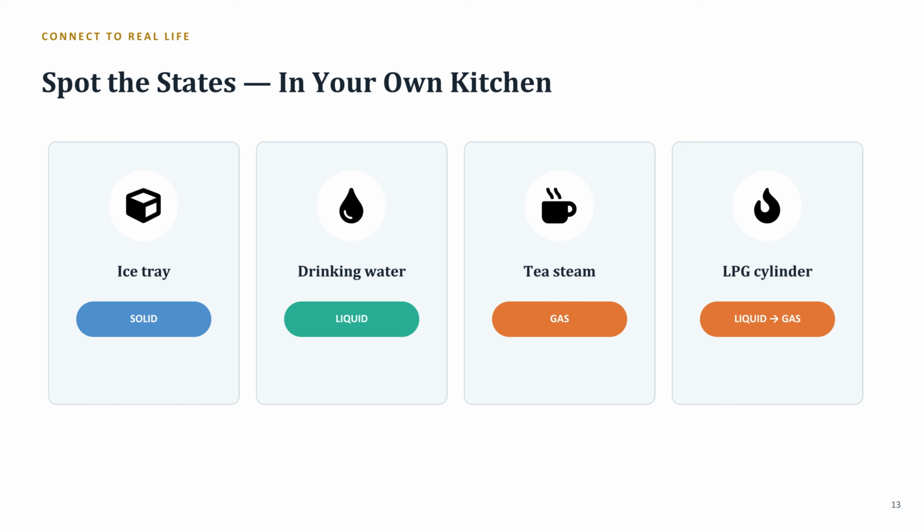Let's connect this to your own kitchen. An ice tray, that's a solid. Drinking water, a liquid. Steam rising from your tea, a gas. And an LPG cylinder, stored as a liquid under pressure, but released as a gas when you turn on the stove.